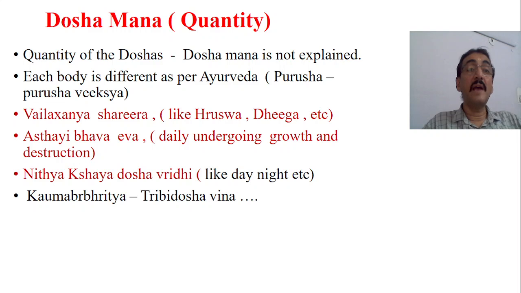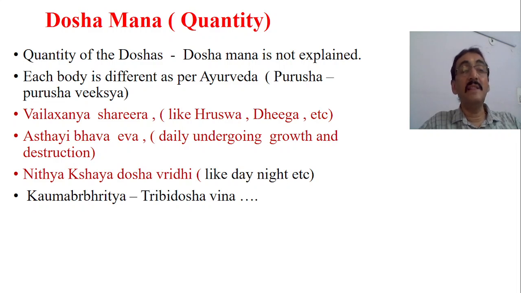Another one is Asthai Bhava Eva. The body is daily undergoing growth and destruction, because we believe in Kshanabhanguravada. Each and every part of the body is undergoing destruction and reconstruction in each and every second. So exactly mentioning this much dosha is there in the body is quite impossible. So Asthai Bhava Eva.